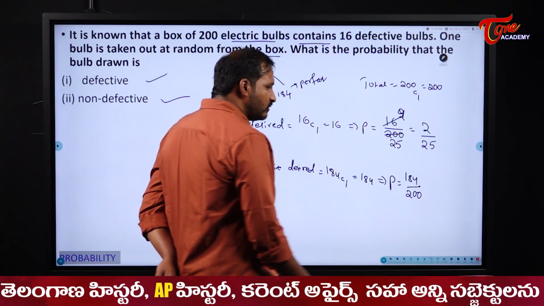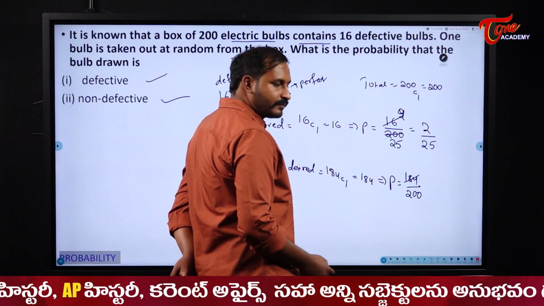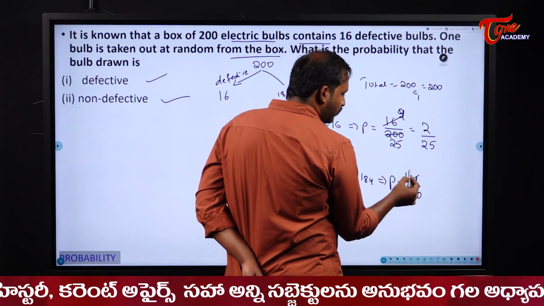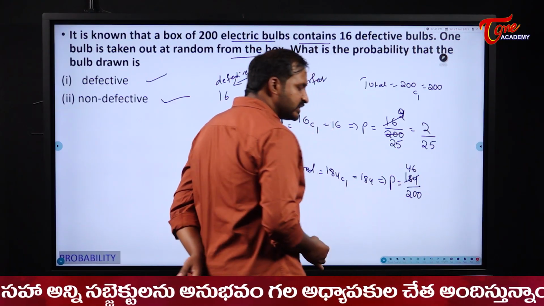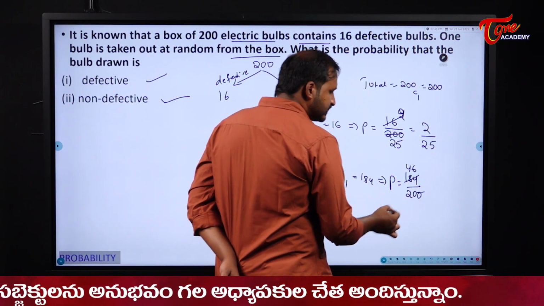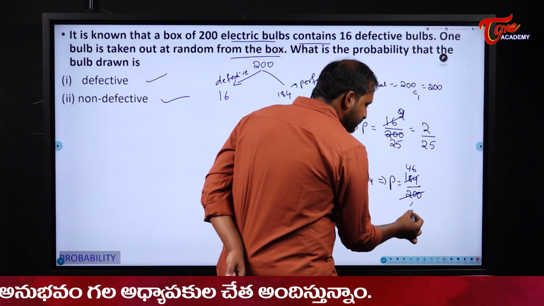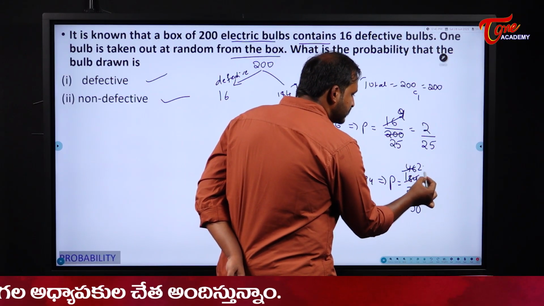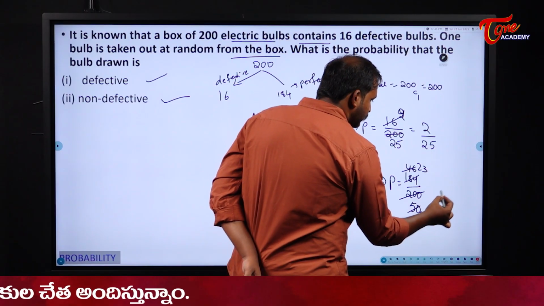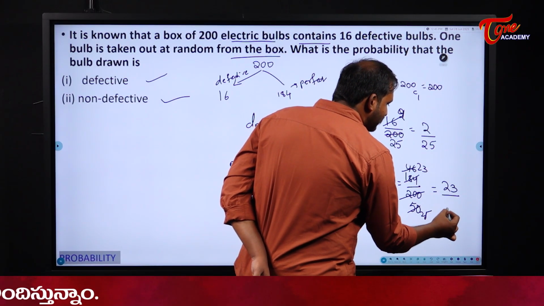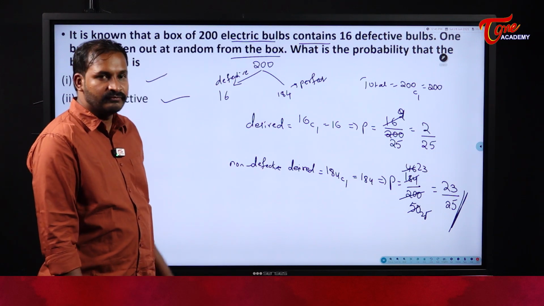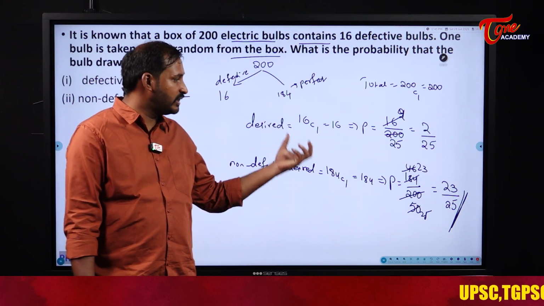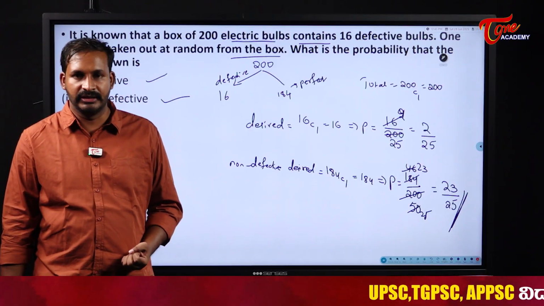184 by 200. So in the 4 table, 4 4s are 16, I will be left with 24, and 4 6s are 24, so 46. Next, in the 4 table 50 times, next 23 times, and 25 times in the 2 table. So it will become 23 by 25. Okay, understood? When one bulb is drawn from the defective bulbs, this is how we can do it.